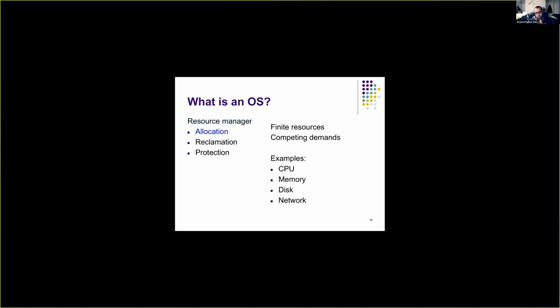So, first, in order to allocate, it needs to allocate resources. Examples of resources are CPU, memory, disk, and network card. Since these resources are fixed, it needs to make sure that the resources are allocated to each process for efficient use of these resources.